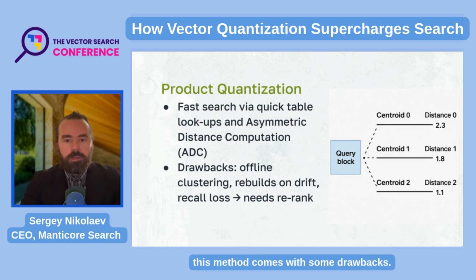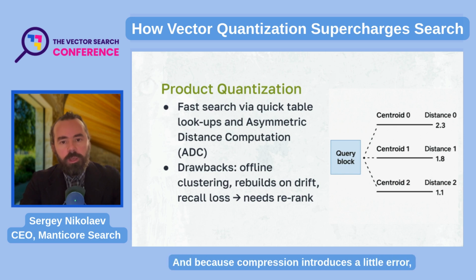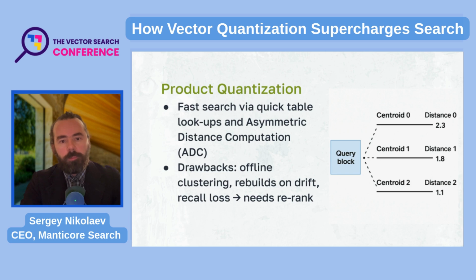Unfortunately, this method comes with some drawbacks. The centroids are trained offline. If your data distribution changes, you'll need to retrain and re-encode. And because compression introduces a little error, production systems often fetch extra candidates and rank them using the original floats to restore full recall.